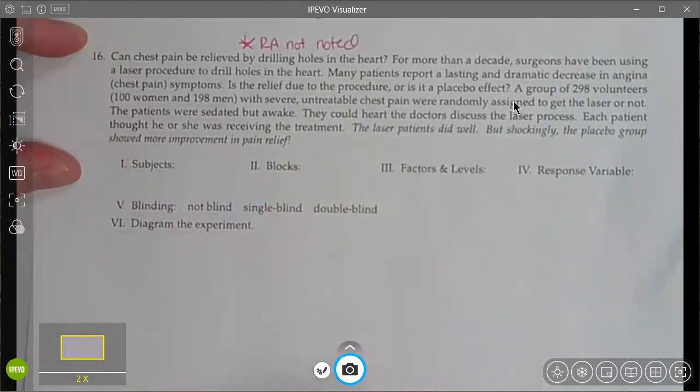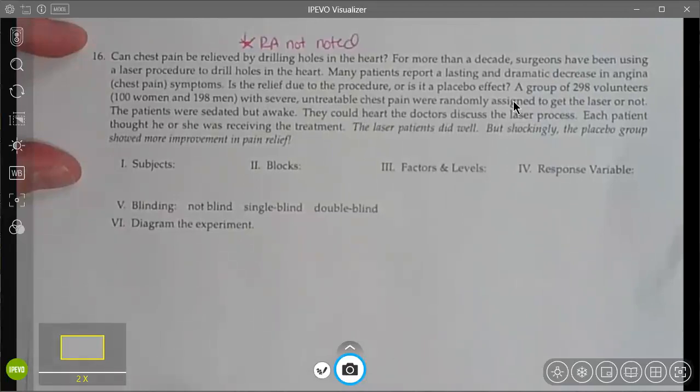A group of 298 volunteers, 100 women and 198 men, with severe untreatable chest pain were randomly assigned to get the laser or not. The patients were sedated but were awake. They could hear the doctors discuss the laser process. Each patient thought that he or she was receiving the treatment. The laser patients did well, but here's the surprise. The placebo group showed more improvement in pain relief.